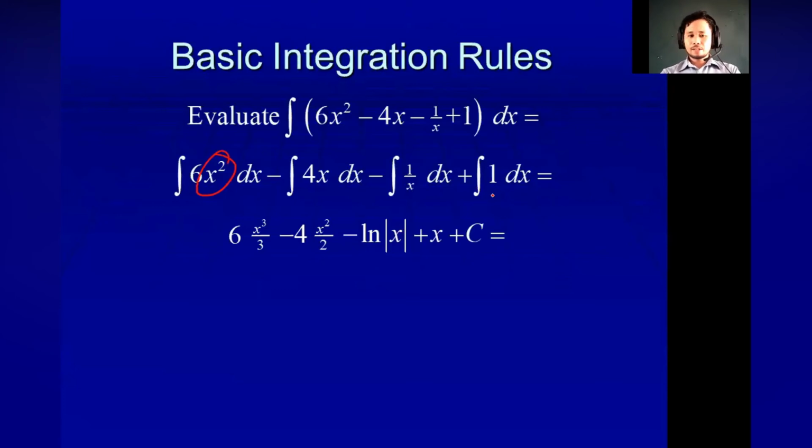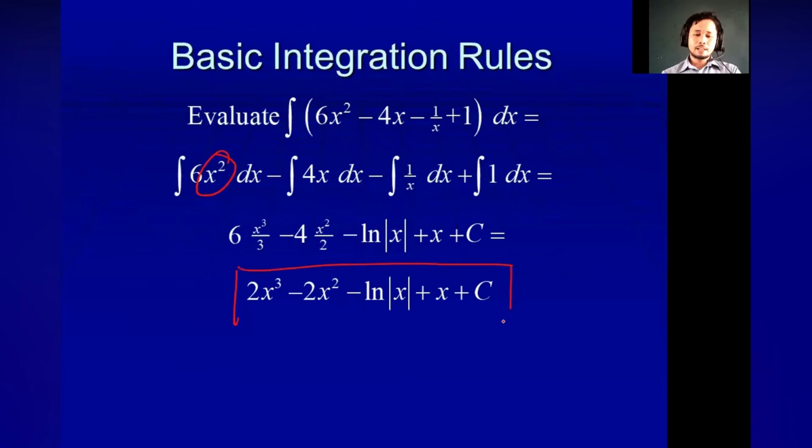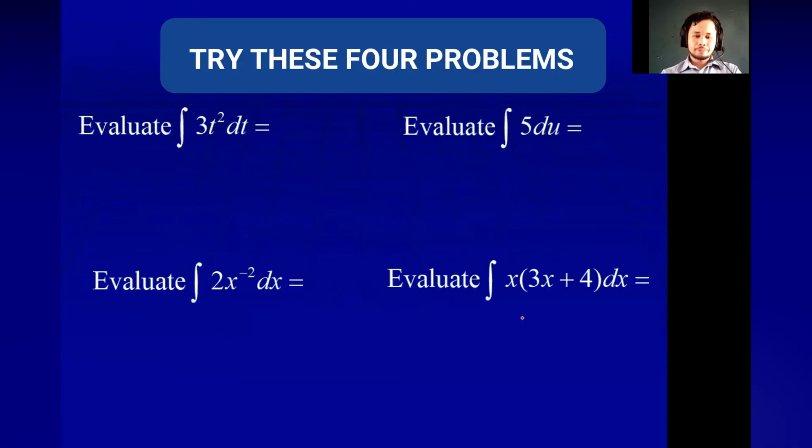Then simplify your answer. So we have 6 divided by 3 is 2, x cubed minus 4 divided by 2 is negative 2, so minus 2x squared minus ln absolute value of x plus x plus c. So that is our final answer.